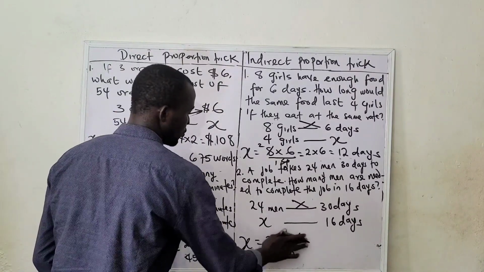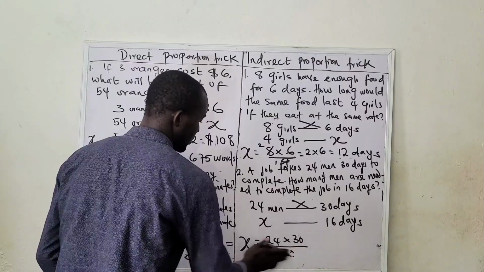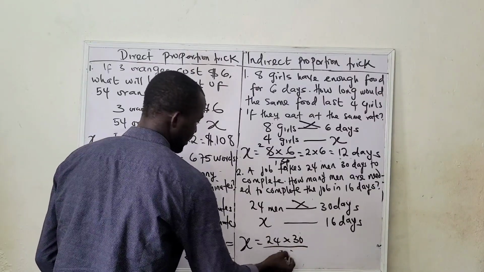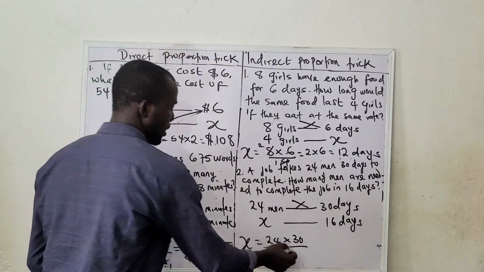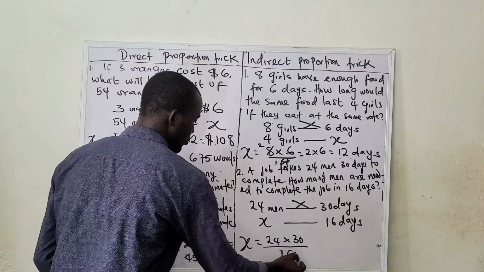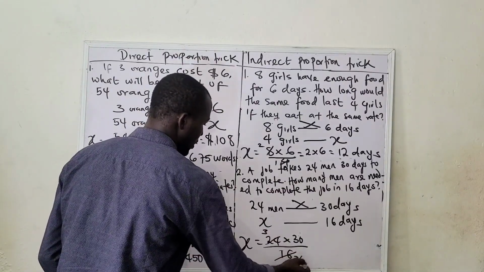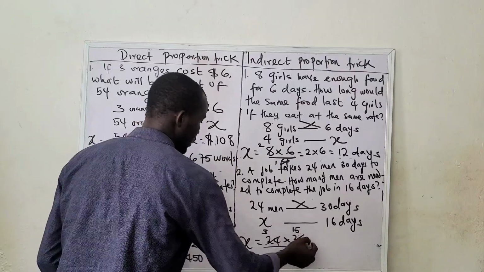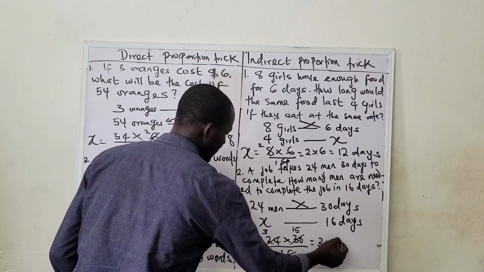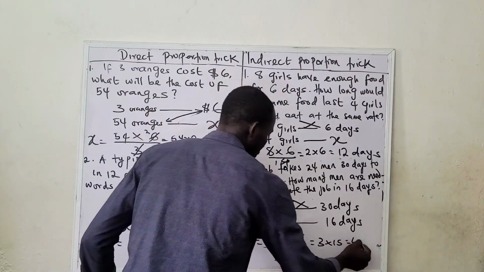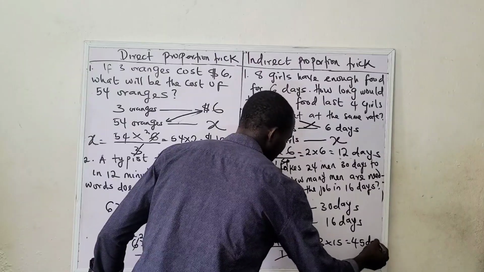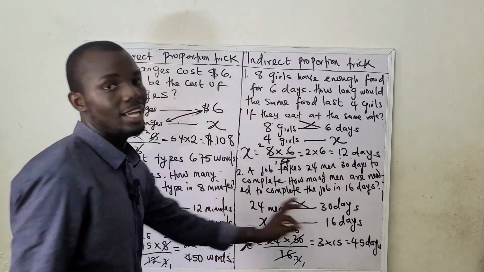Sorry, this is going to be 24 times 30 divided by 16. And 8 into 16 is 2, 8 into 24 is 3. 2 into 30 is 15. So you have 3 times 15, and that will be 45 men. And that will be it.